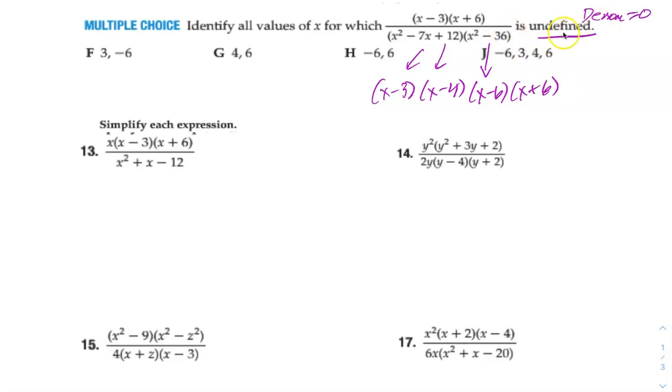Now here's the key thing. When you want to find undefined, you do that before anything reduces. So I'm not going to reduce these yet. My undefined is before anything cancels out. So undefined is actually every single one of these. So in this case, it would be 3, 4, right? You're going to say each one of these equals 0. And 6 and negative 6. So that would be J. J is where the values are undefined.